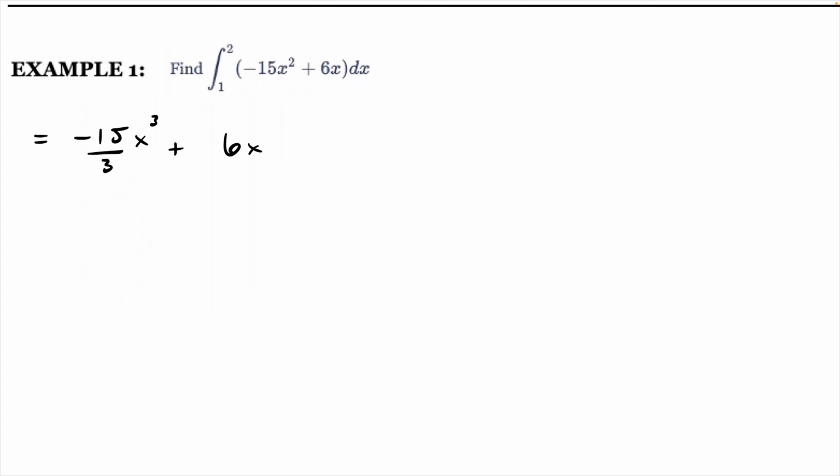Plus add a power, divide by 2. You don't need a plus C on this one because it's got bounds. So then we're going to put that line, and the top bound goes on top, the bottom bound goes on the bottom. That means I'm going to evaluate it. That's all it means. Well, before I do that, I'm going to simplify. I get negative 5x to the third plus 3x squared. And then I'm going to evaluate it from 2 to 1. So step 1 is done. The antiderivative is negative 5x to the third plus 3x squared.